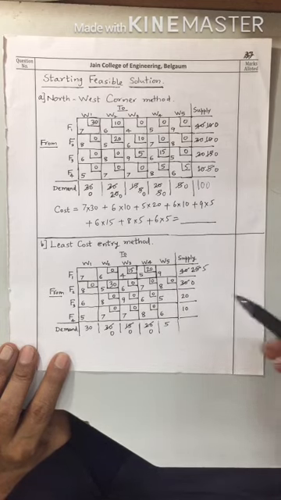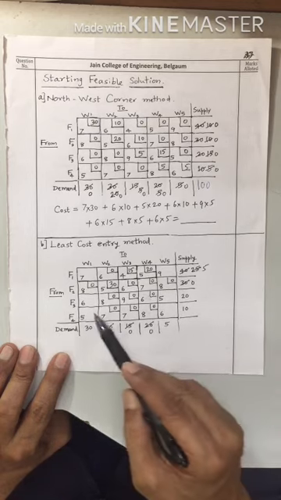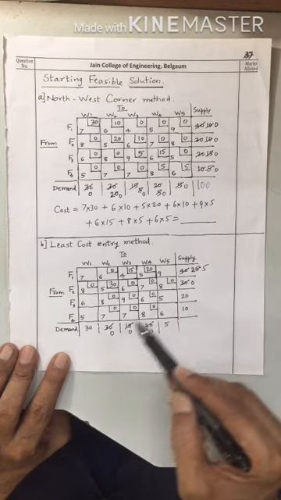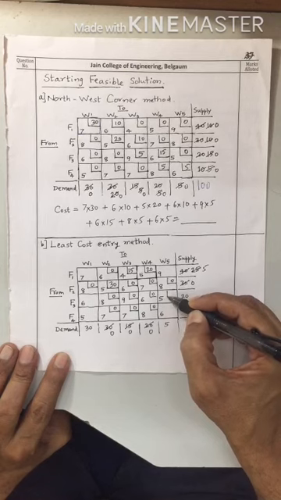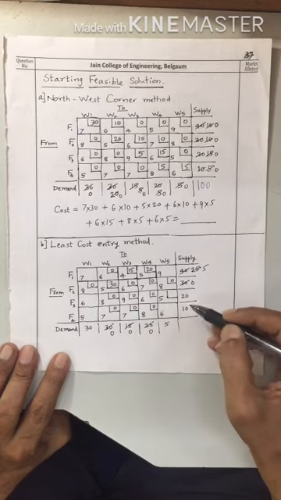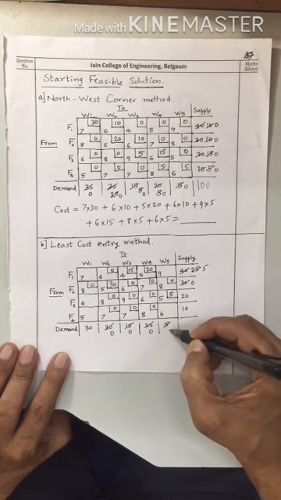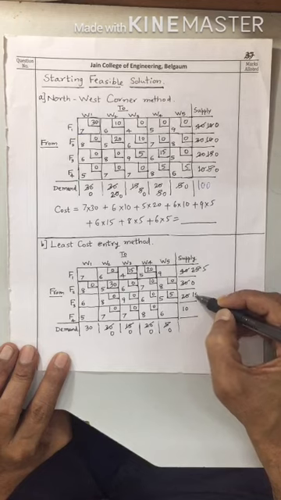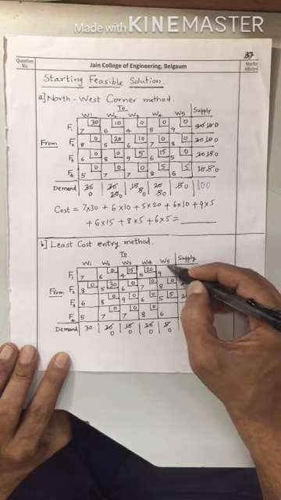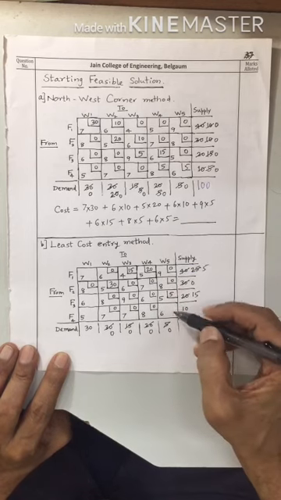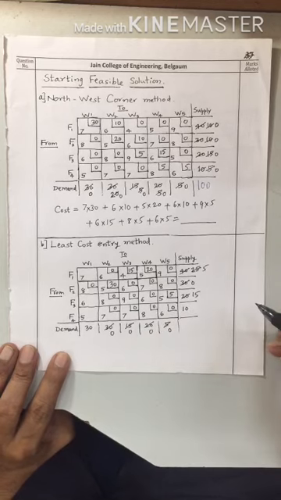Now again, among the undecided cells, what is the least cost? 7, 9, 6, 5. There is one more 5 and one more 5. So choose any one randomly, and suppose I choose this cell, that is F3W5. This is 20, this is 5. I shall choose 5. So 5 minus 5 is 0. 20 minus 5 is 15. The demand of W5 is completely met. Therefore, it should not get anything from F1 and it should not get anything from F4. Therefore, these values are also 0.